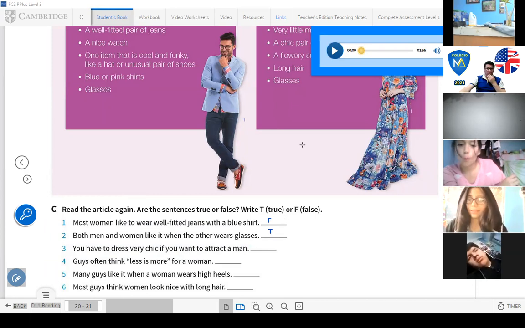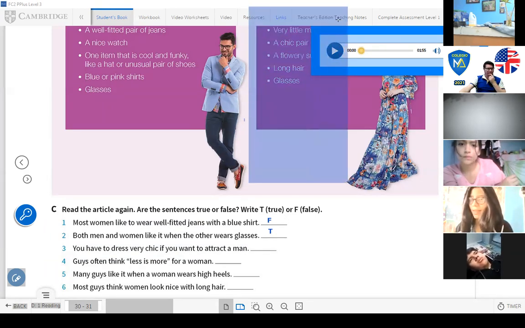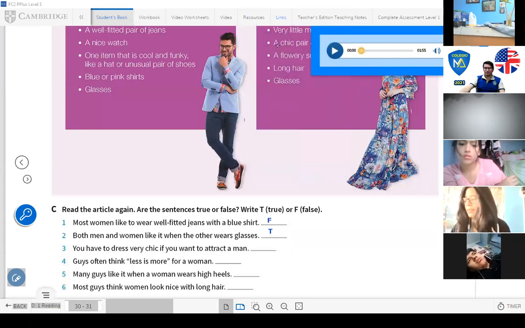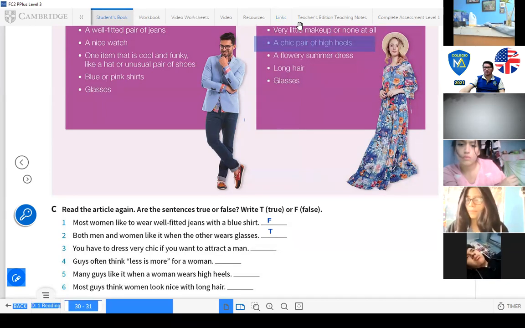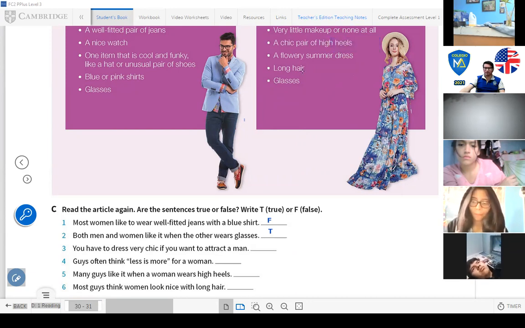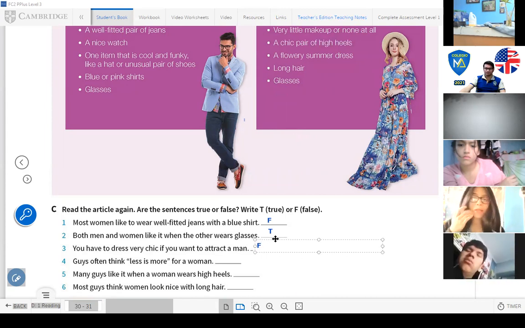It's not all true, right? You don't have to wear all chic. Sometimes maybe the pair of high heels, probably, no, because it says a chic pair of high heels, but that's just the high heels. And now we must say that this is false, no?